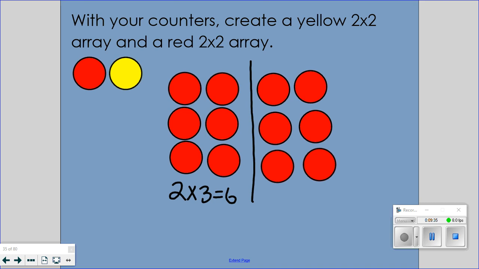See what I did? So far, so good. What equation matches the array now? What do I have? Yeah? 4 groups of 3 because... noticing a pattern?